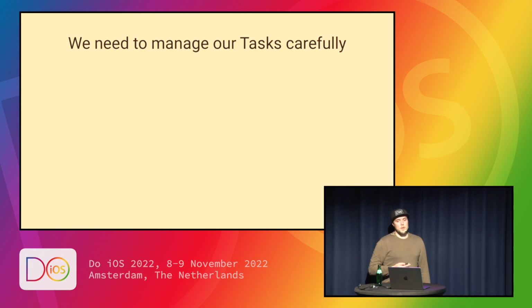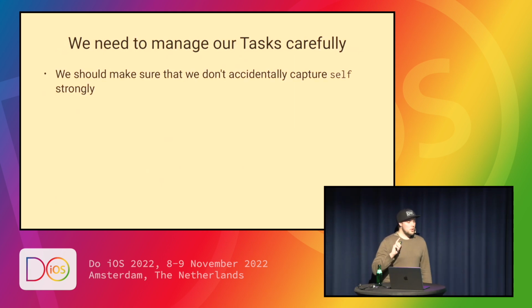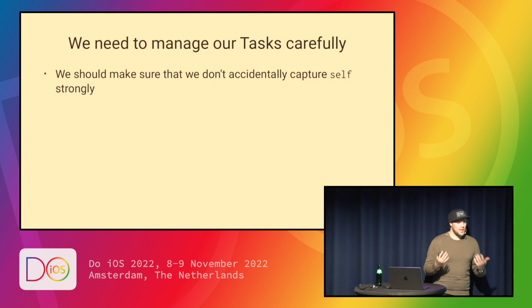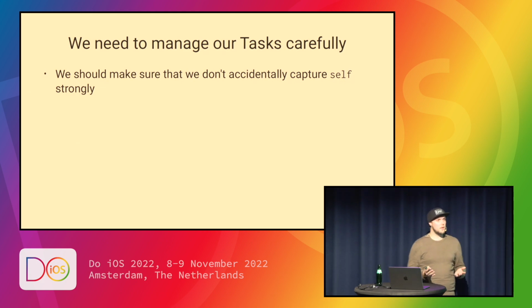So there's 2 things when we're managing our tasks. One is we should make sure that we don't actually accidentally capture self strongly. Unfortunately, task was designed as a really good gun to shoot yourself in the foot with, because it just captures self strongly by default. The compiler doesn't tell you that it does this. You won't get any warnings. You won't get any errors. It will just do it.